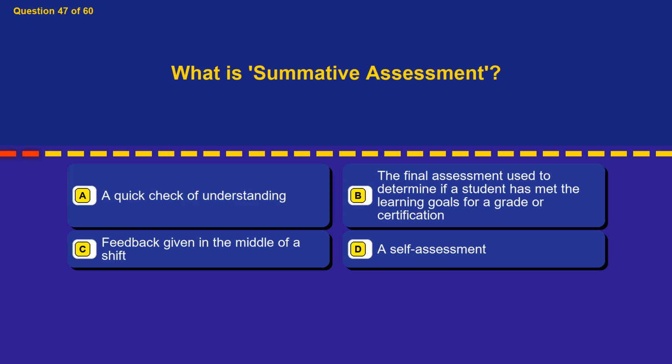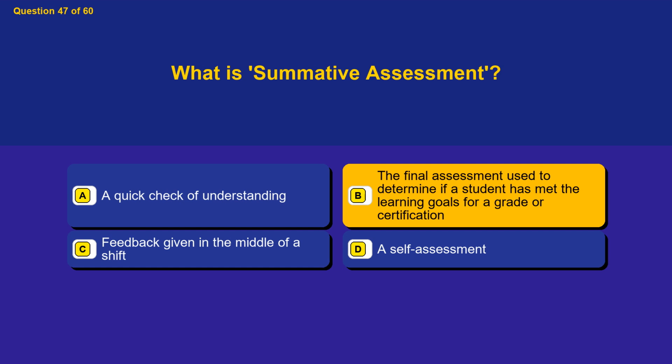Question 47. What is summative assessment? Option A. A quick check of understanding. Option B. The final assessment used to determine if a student has met the learning goals for a grade or certification. Option C. A feedback given in the middle of a shift. Option D. A self-assessment.